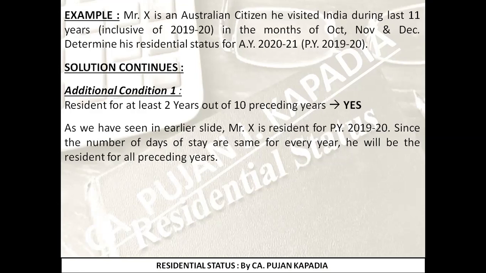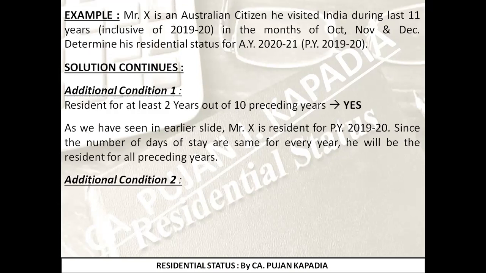Now we know that since the last 11 years, he is coming to India for the same 3 months. So if I'm going to check this basic condition for all the 11 years, answer is going to be resident. So yes, he is resident for all the preceding years. So my additional condition number 1, which was asking me that out of 10 preceding years, he is at least 2 years a resident, answer is yes, because he is resident in all the previous years. So my additional condition 1 is being fulfilled.